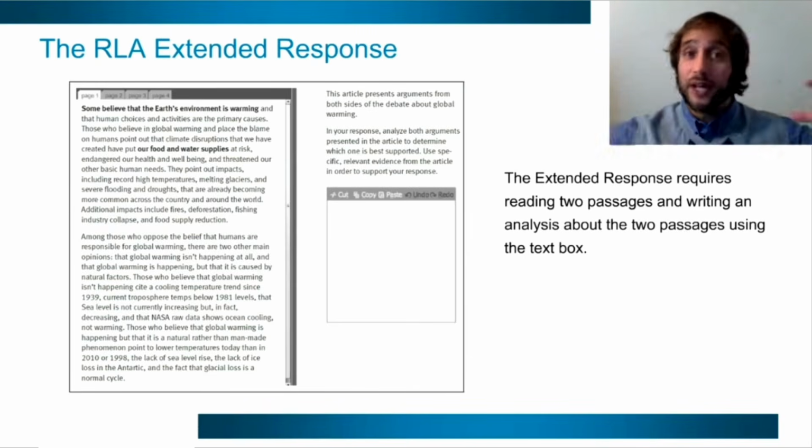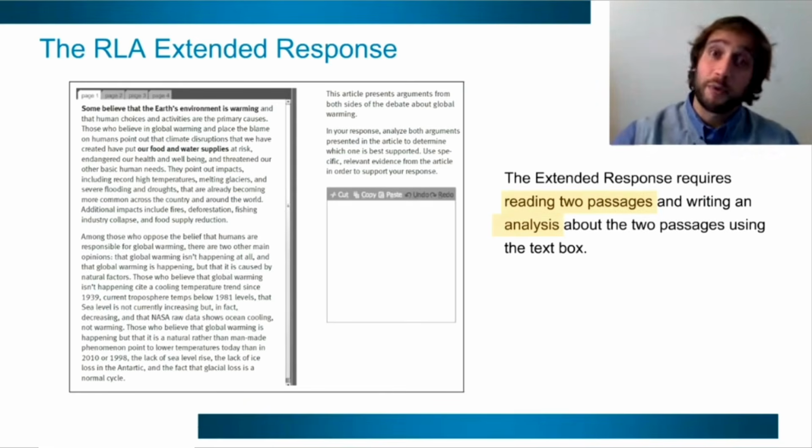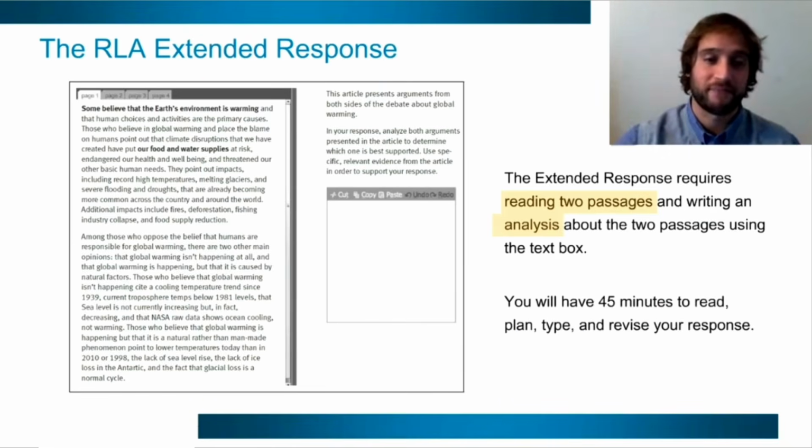Let's make sure we know in general what the RLA extended response section entails. Like I said before, we need to read two passages, and then we need to write an analysis about those two passages in the text box. We need to say which one we prefer. We need to evaluate it in light of the evidence that it provides. And we even need to deal with that other passage too, in terms of discussing why we didn't choose it. There's a lot that goes into mastering this extended response section.